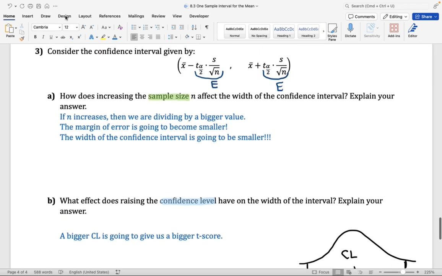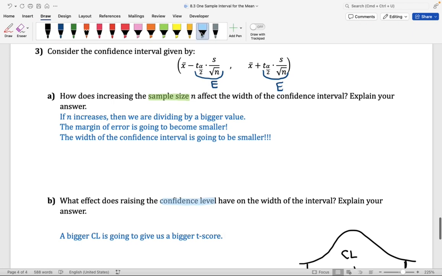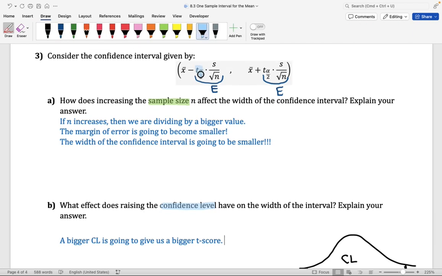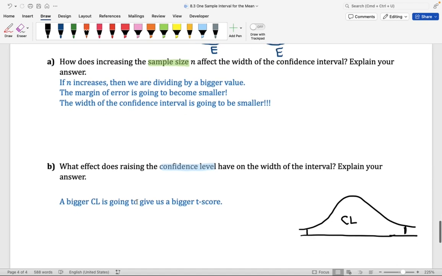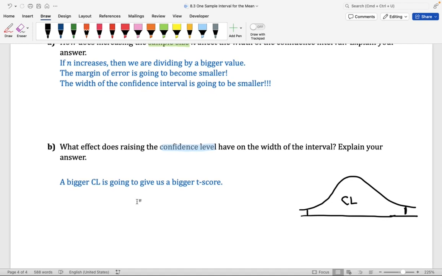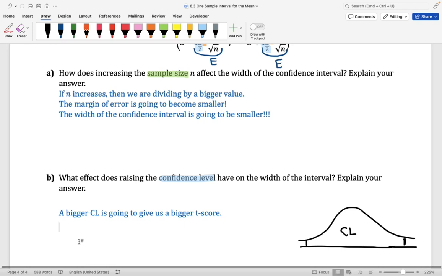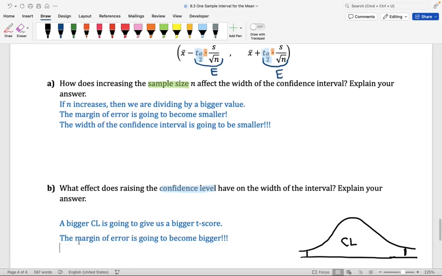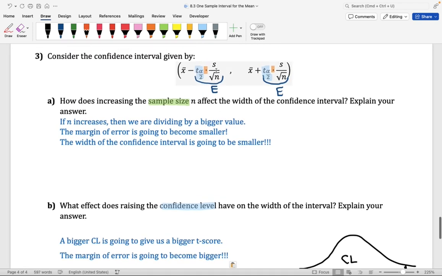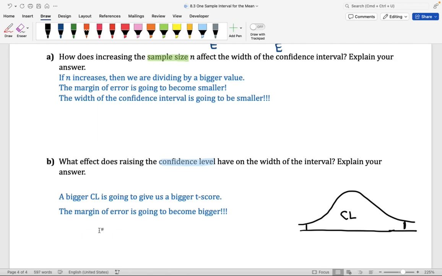With that being said, we can come back to our formula and we can picture that. If we have a bigger t-score, what's going to happen to the margin of error? If we multiply by a bigger value, the margin of error is going to become bigger, right? Multiplying by a bigger value gives you a bigger value. So let's capture that thought here. The margin of error is going to become bigger. If the margin of error is bigger, if you're subtracting and adding a bigger value to x bar, what's going to happen to the width of the confidence interval? Well, the width of the confidence interval is going to get bigger.